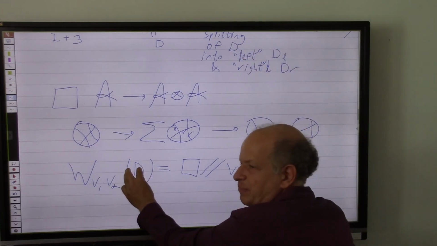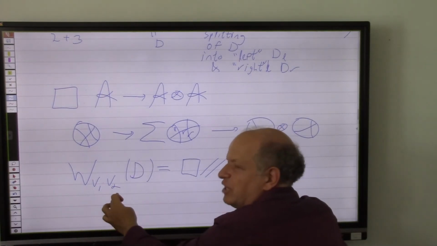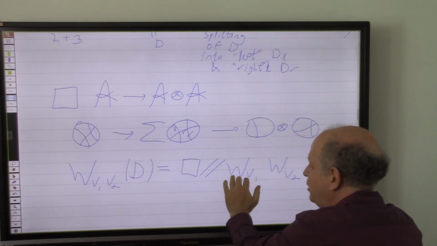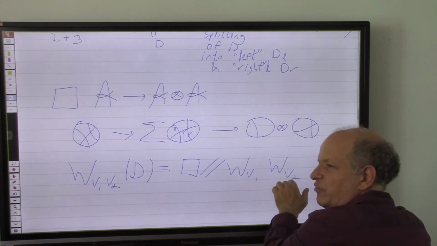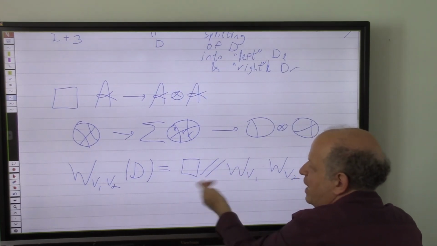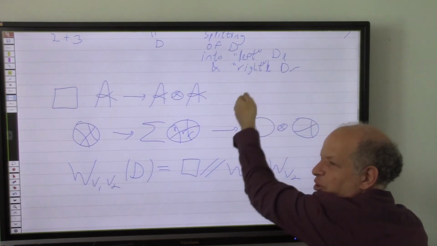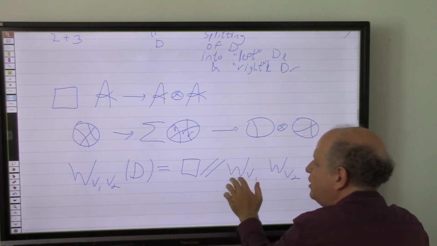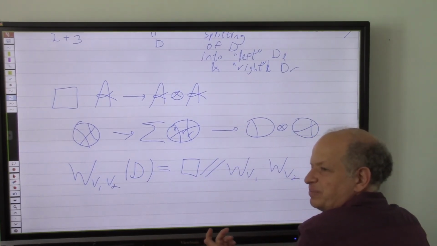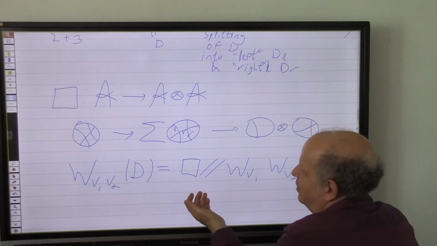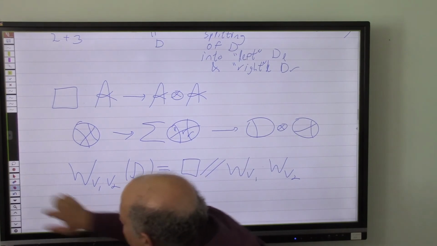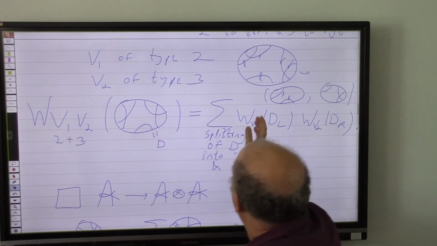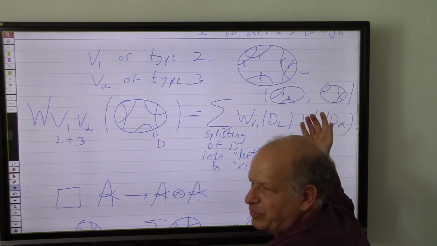If you have a diagram, using it to differentiate V1 times V2 is the same as the sum over all ways of splitting it and feeding it, and then either differentiating V1 or differentiating V2. But if you split it incorrectly, you get 0. So if you split it so that not the right number of chords are fed into W(V1), you get 0. So in effect, you're only summing over the splittings that I mentioned here, namely the splitting in which 2 goes to the left and 3 goes to the right. Okay?